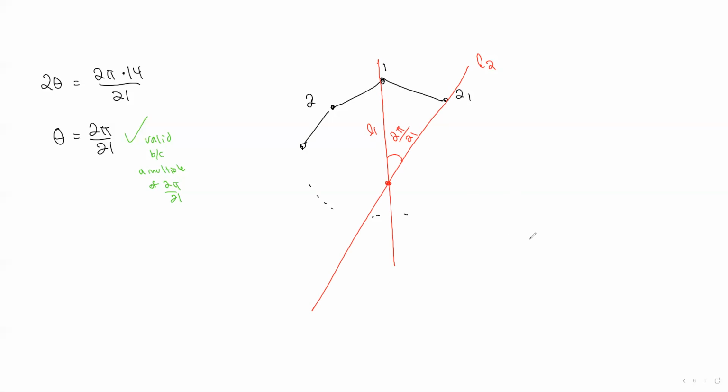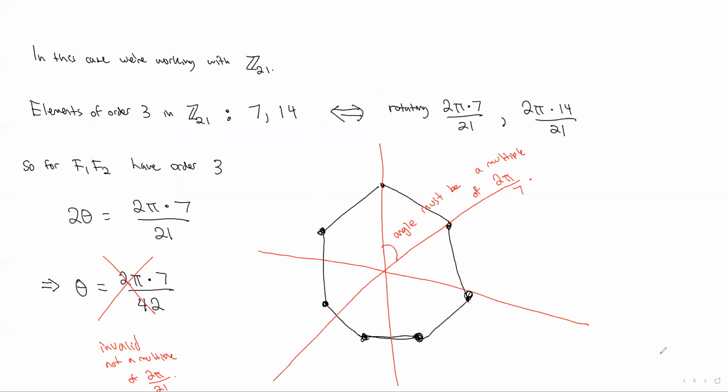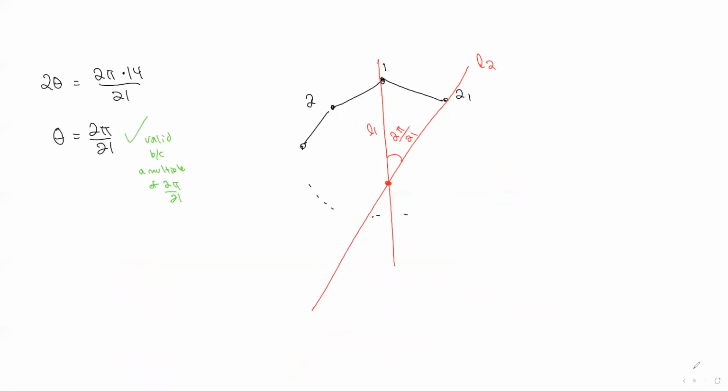So make sure, I guess there are a couple of ways you can go wrong for this question. One is using an invalid angle. And like, for example, for order 3, if you only try 2 pi 7 over 21, maybe you would have thought that there's no element of order 3. So that's one way you could go wrong.